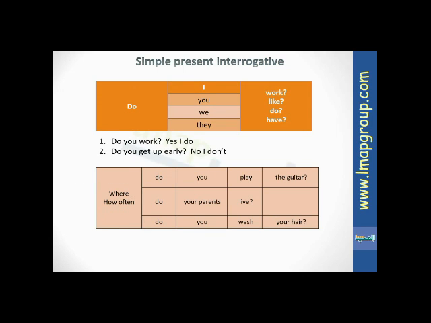Alright. For example, number 1. Do you work? Yes, I do. Number 2. Do you get up early? No, I don't. So these were examples for simple present interrogative. این دوتا مثال در واقع مثال‌هایی برای ریویوی جدول بالا بود که یاد گرفتیم چطور سوال بسازیم.